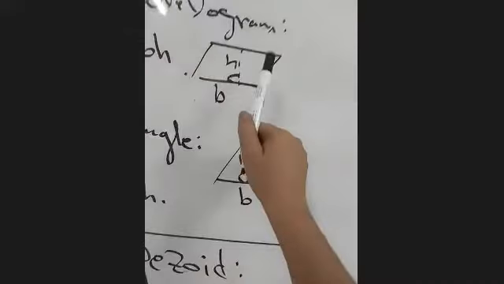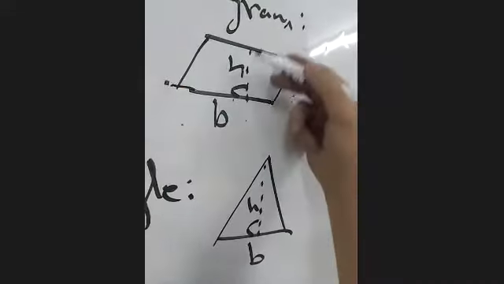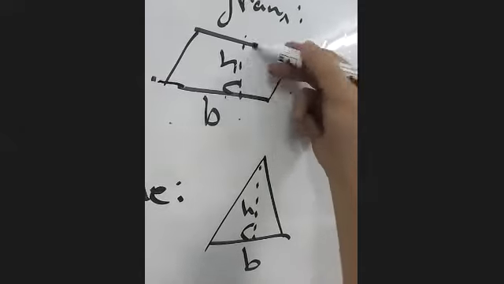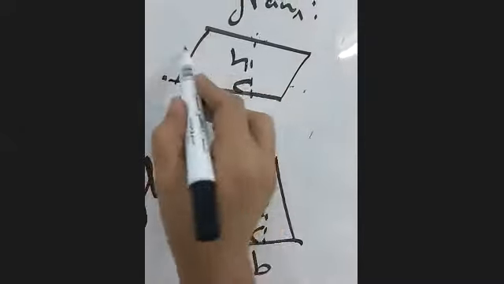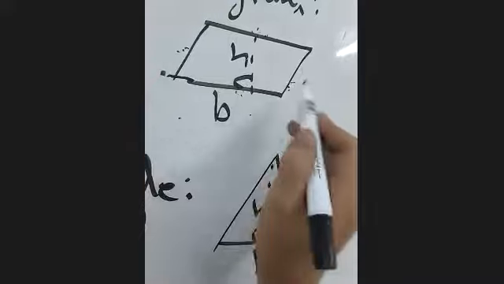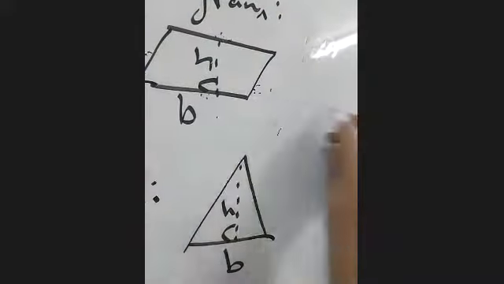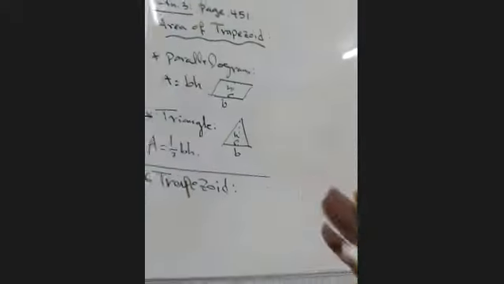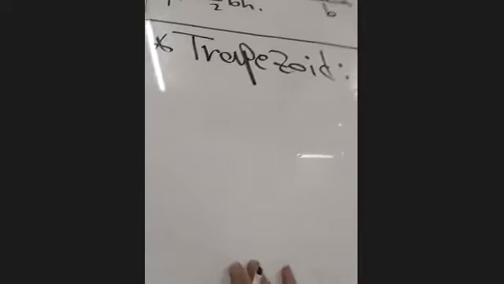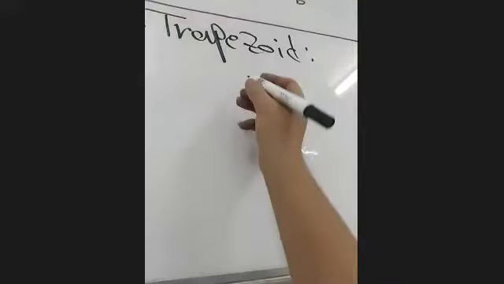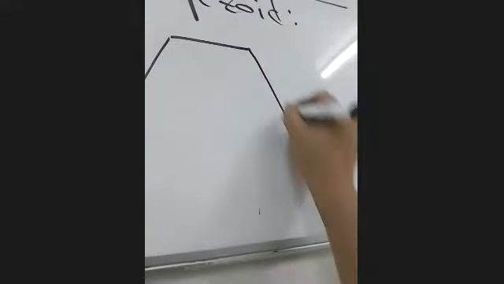Now, guys, in the parallelogram, the opposite sides are parallel and equal. Parallel means if you extend the two opposite lines forever in both directions, they won't meet. This we call parallel lines. Now let's go to the trapezoid. What is the trapezoid? It is a quadrilateral. Quadrilateral means four sides. And it's something like this. Look here and focus.